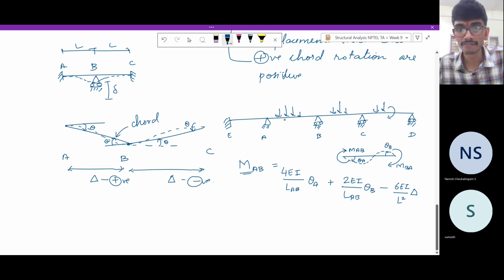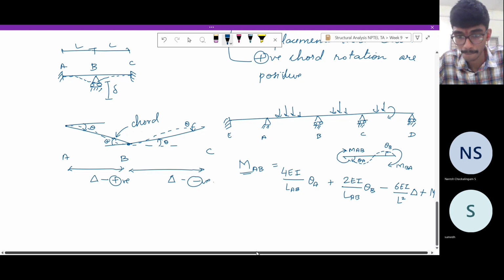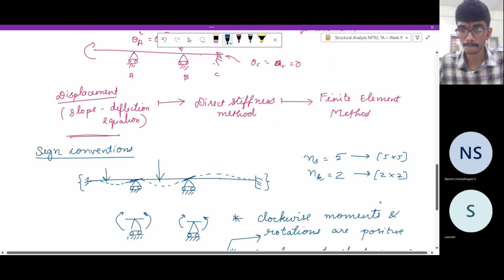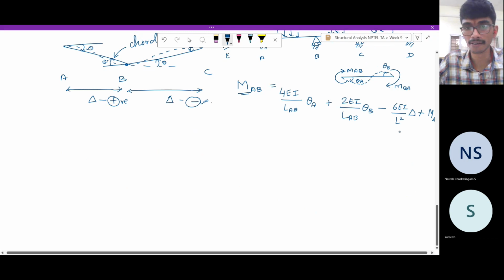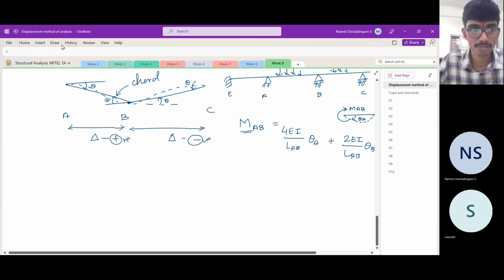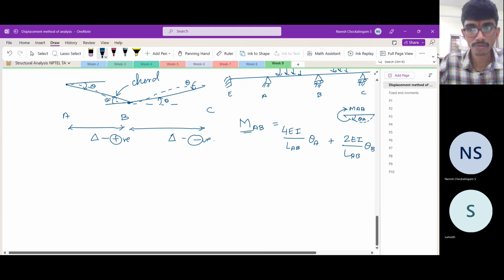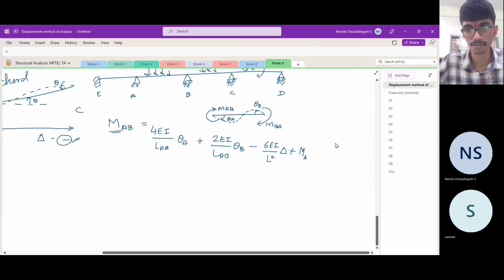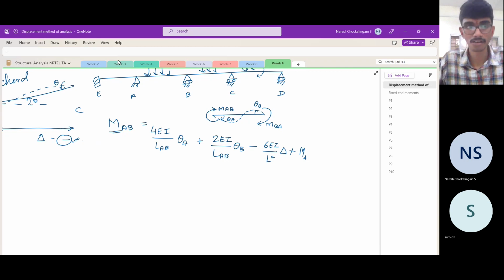But what have I forgotten? So I've left the load here, right? So the effect of the load is taken care of by the next term, which you can call as M. So this we can call as F.